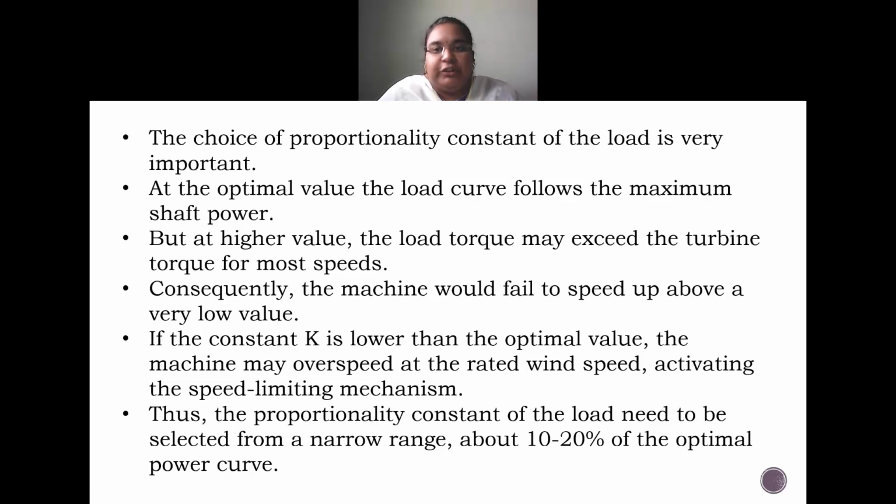The choice of the proportionality constant of the load is very important. Whenever we say the torque is the square of the rotational speed, we are just saying they are proportional, not exactly equal. So we need a load that is very good for our maximum torque production. We establish a relationship between these two using a proportionality constant, so the value of this constant also plays an important role. At the optimal value, the load curve follows the maximum shaft power.